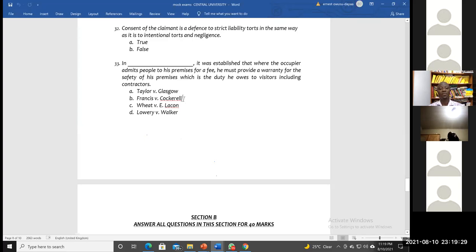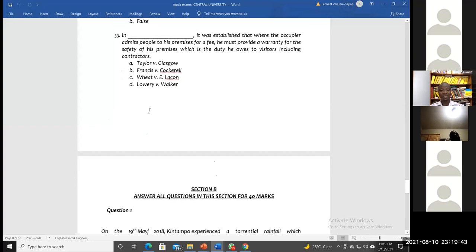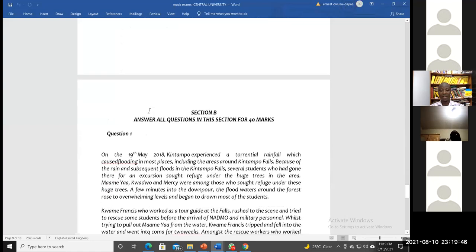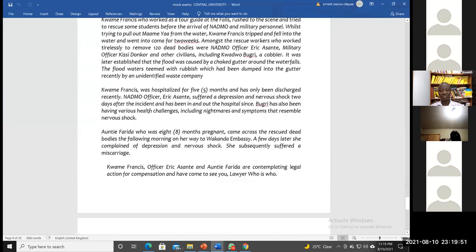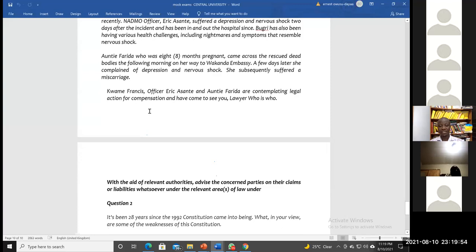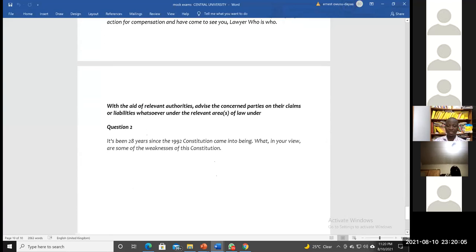Okay, so therefore, having looked at all the case law, B would be the most suitable authority for the proposition stated in question 33. Okay, now we're done with the MCQ. We have the problem based question to try. Since you have the copies, let me suggest that you go and try your hands on them, so that if we should come back to this, you'll be able to do that.